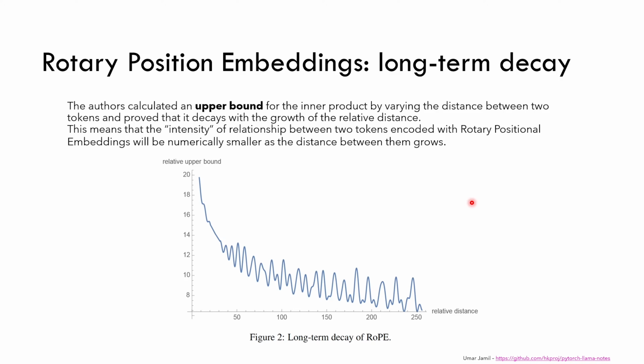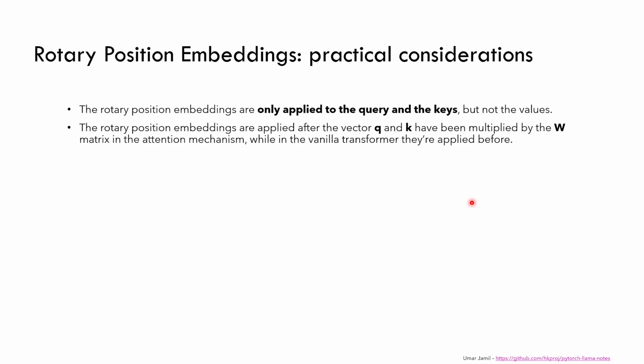We want two words that are very far from each other to have a less strong relationship, and two words that are close to each other to have a stronger relationship. This is a desired property that we want from these rotary positional embeddings.